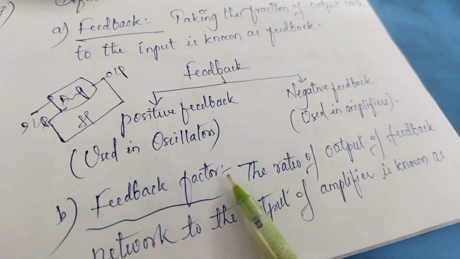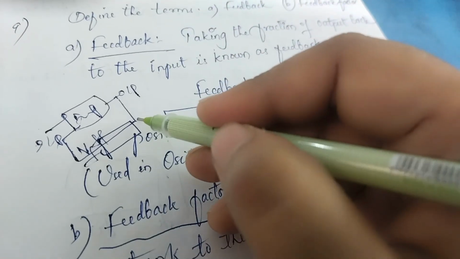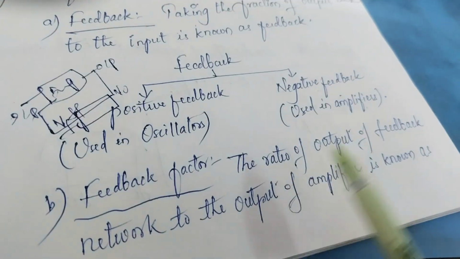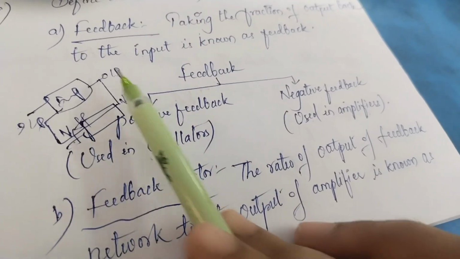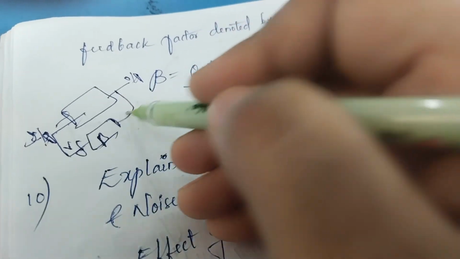Next, feedback factor. Here we have the feedback network. It is the ratio of the output of the feedback network to the output of the amplifier, denoted by beta. If we draw a diagram, here we have input, amplifier, output, and here I have the feedback network beta. This is the feedback output, this is the amplifier output, and this is nothing but the amplifier.